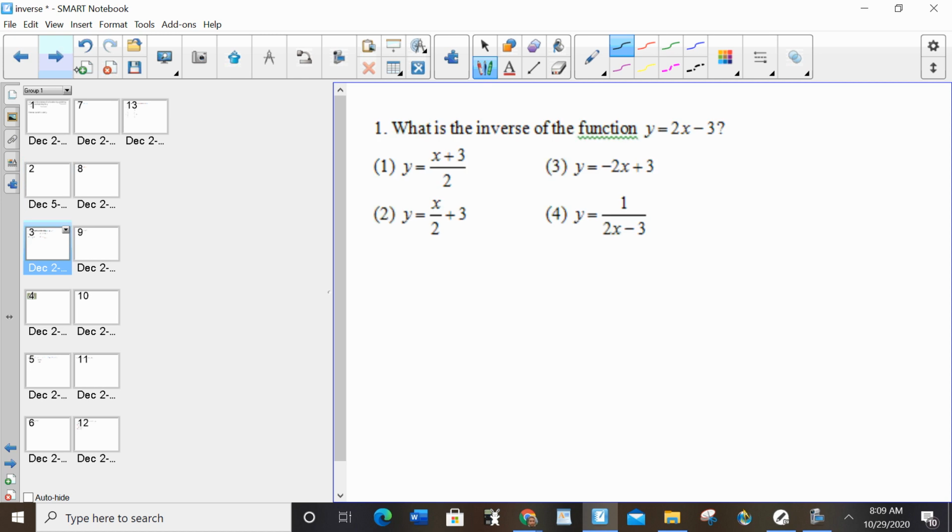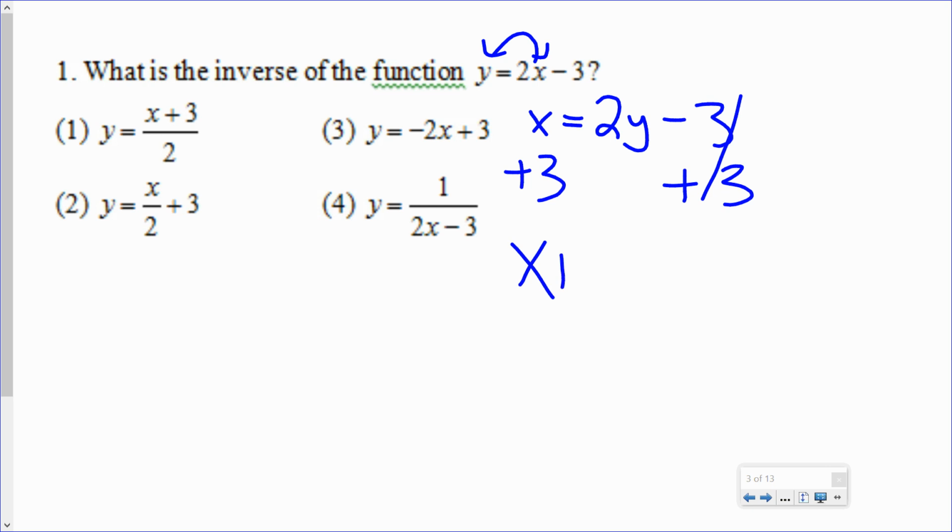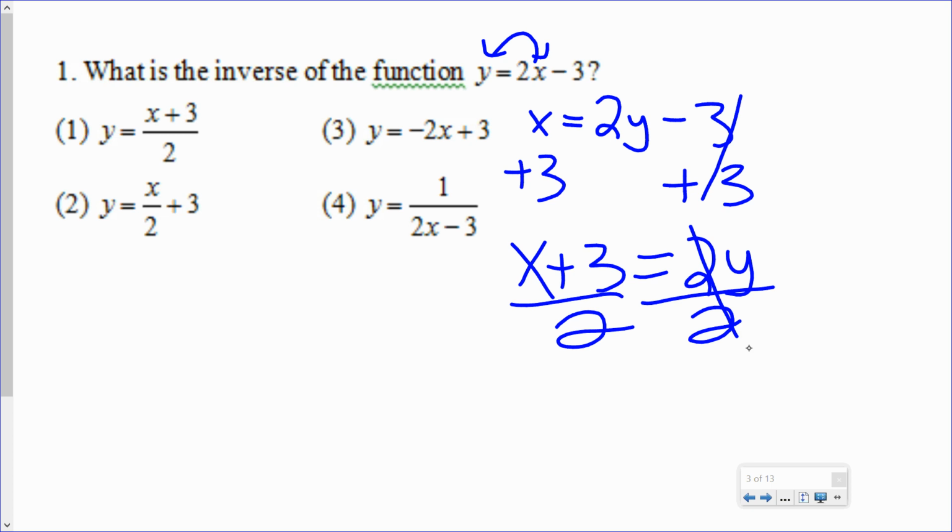What is the inverse of the function y equals 2x minus 3? Step 1, switch x and y. So instead of y equals, it's going to be x equals, and instead of 2x, it's going to be 2y. We're literally switching x and y. Now that I switched x and y, I'm going to solve for y. Add 3 to both sides. Divide by 2. I get y equals x plus 3 over 2.